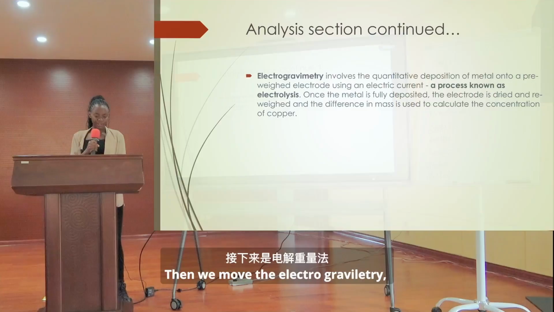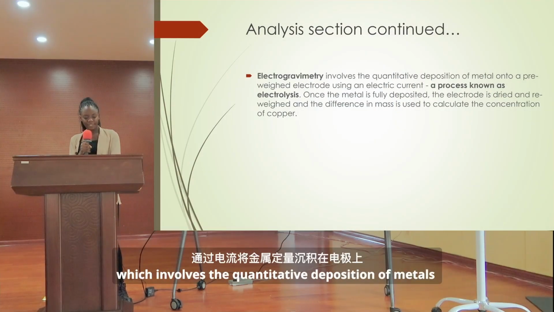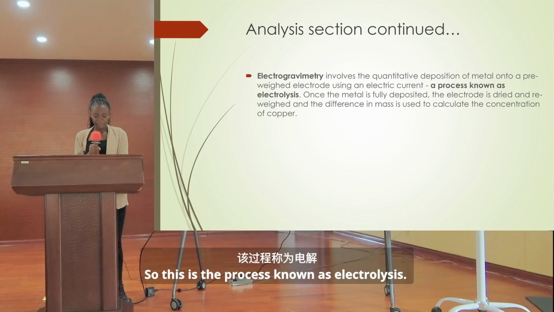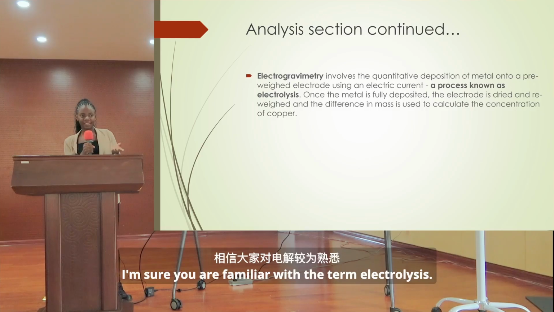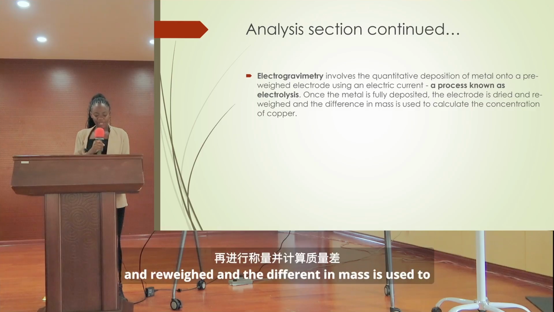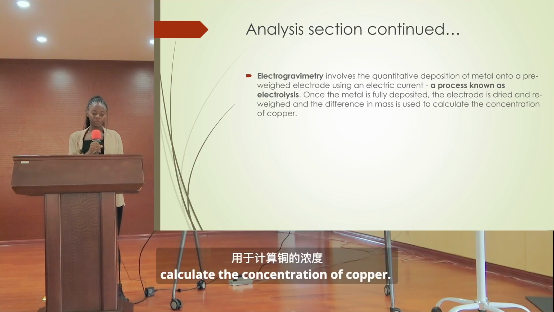Then we move to electrogravimetry, which involves the quantitative deposition of metals onto an electrode using an electric current. This is a process known as electrolysis. I'm sure you are familiar with the term electrolysis. Once the metal is fully deposited, the electrode is dried and reweighed, and the difference in mass is used to calculate the concentration of copper.